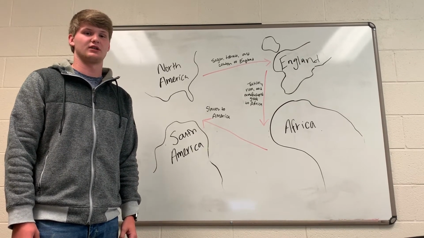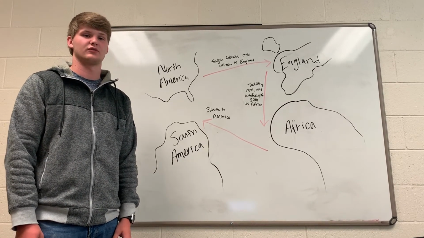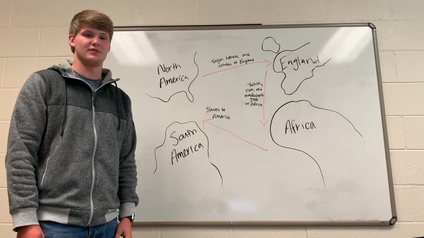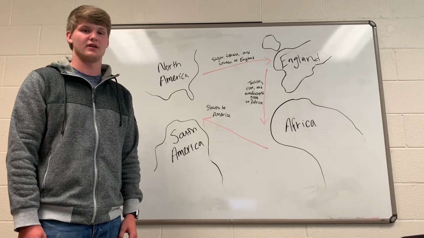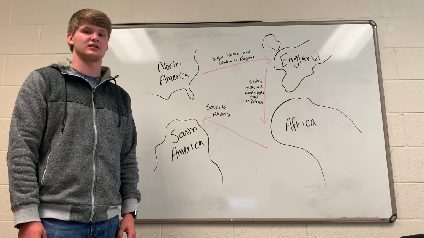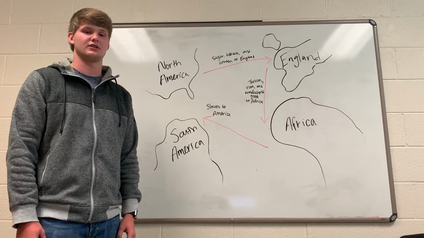Slave ships from Britain left ports like London, Liverpool, and Bristol for West Africa, carrying goods that had been made in Britain. On the West African coasts, these goods would be traded for men, women, and children who had been captured by slave traders or bought from African chiefs.